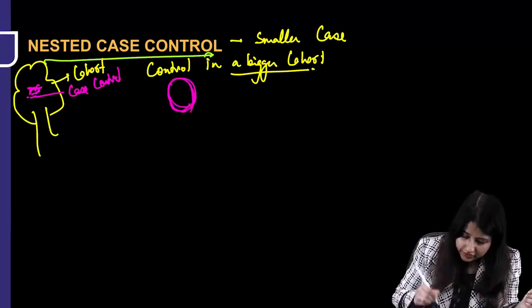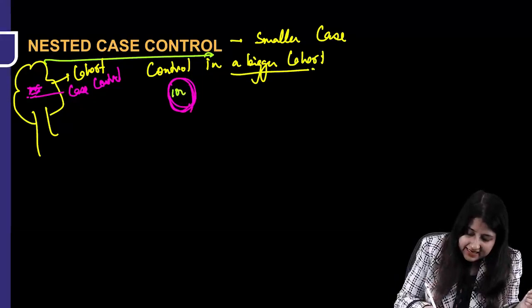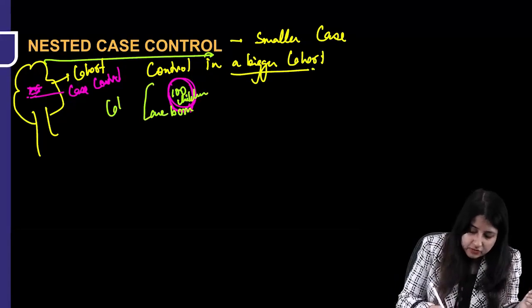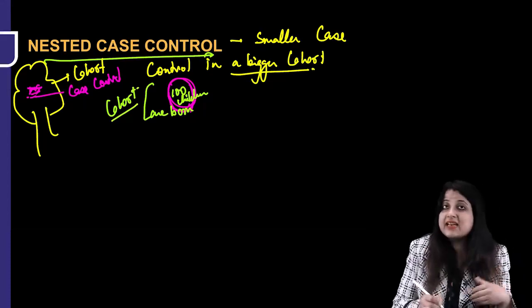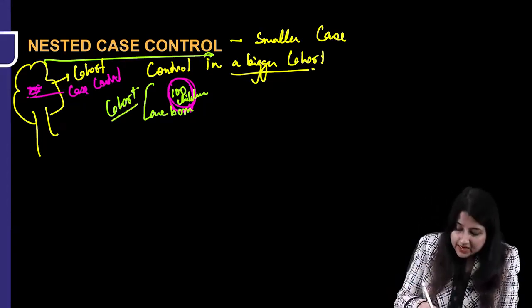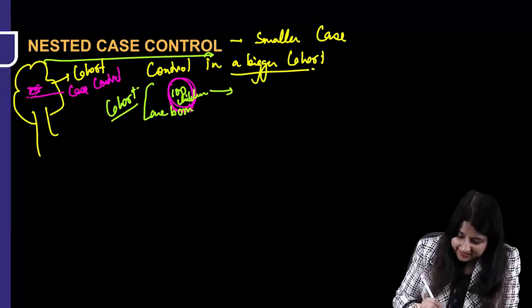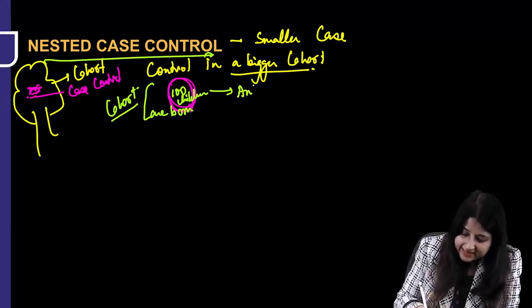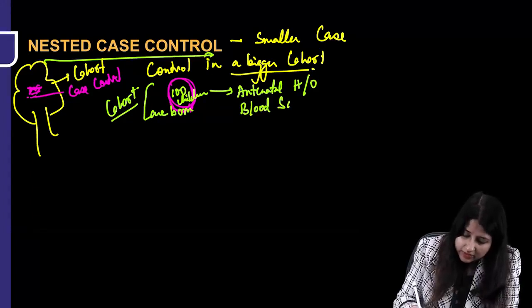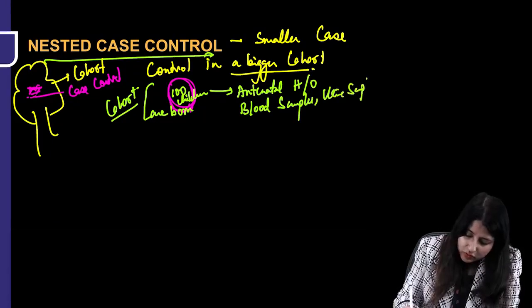So, suppose today in one of the hospitals in Delhi, 100 children are born. These 100 children who are born in one of the hospitals in Delhi today is my cohort. Now, I have taken these mothers' antenatal history. We have preserved their blood samples. We have preserved, let's say, the urine samples. We have also preserved, let's say, their stem cells.